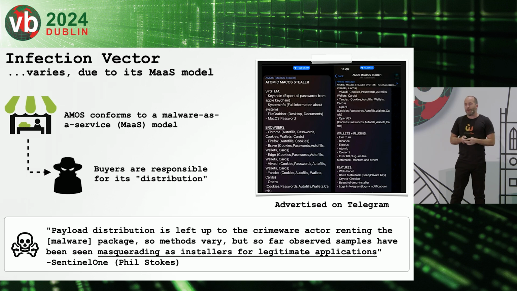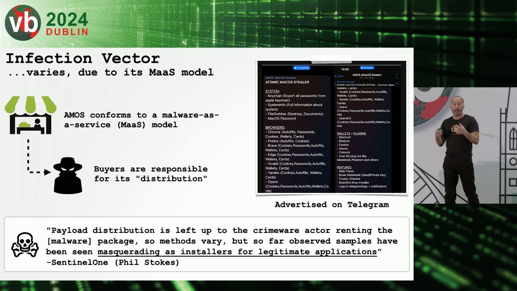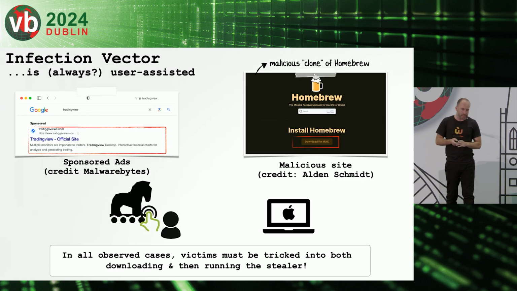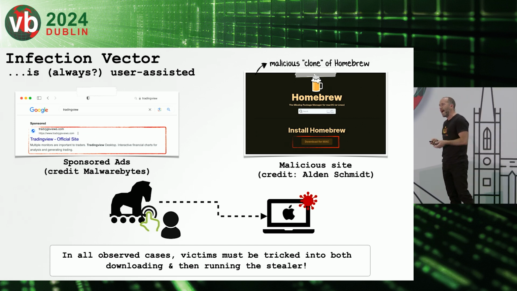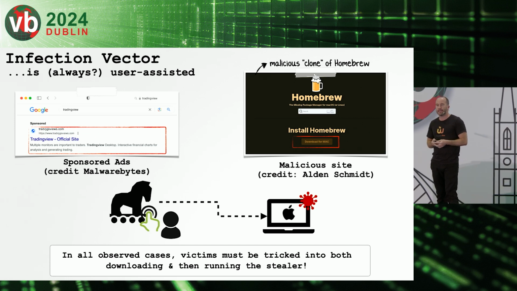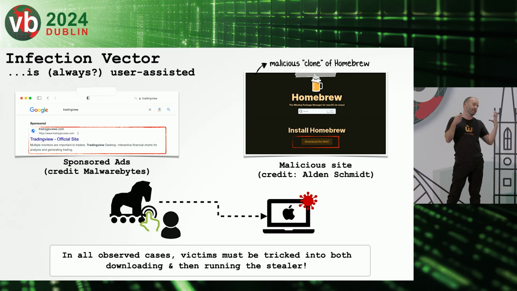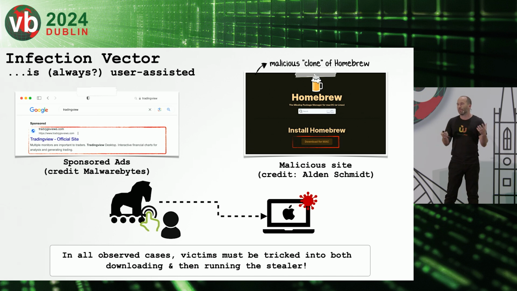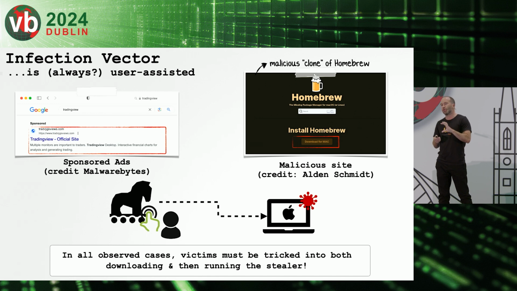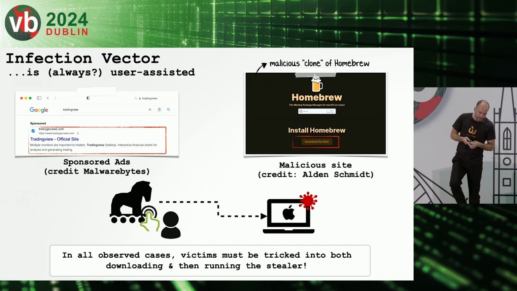Most commonly, though, the actors that buy Atomic Stealer are trying to coerce the user into downloading fake applications. So let's look at some examples of that. One example is sponsored ads. This is a very common technique. The actors somehow get a Google ad to be displayed for a common application. A naive user will then inadvertently click on that link. We've also seen cases where the adversaries will clone a legitimate website, like Homebrew, and just mirror it, and then the download link will point not to Homebrew, but to the malware.